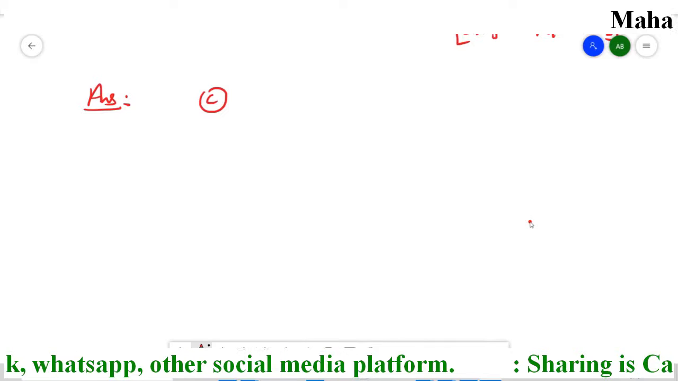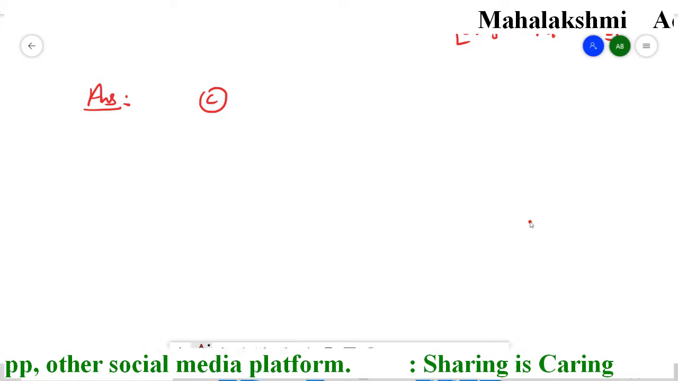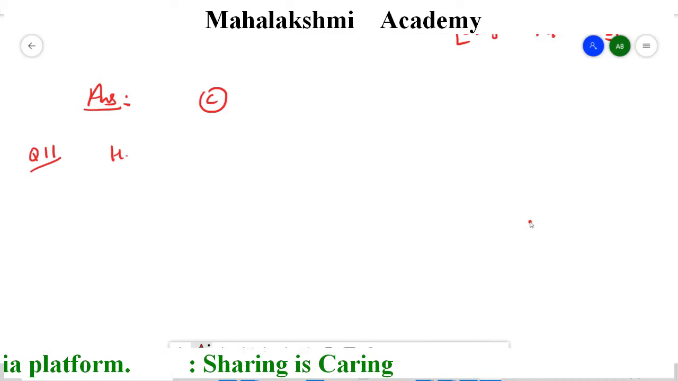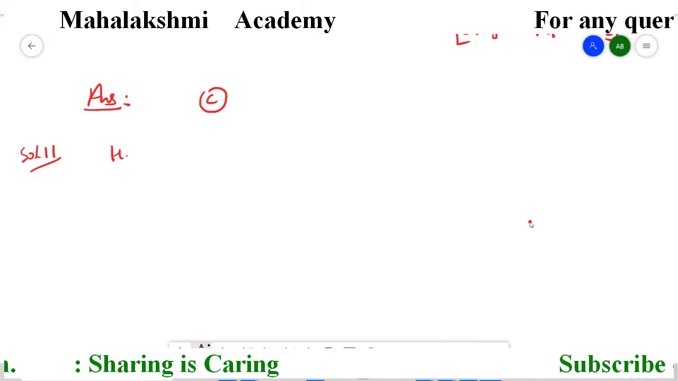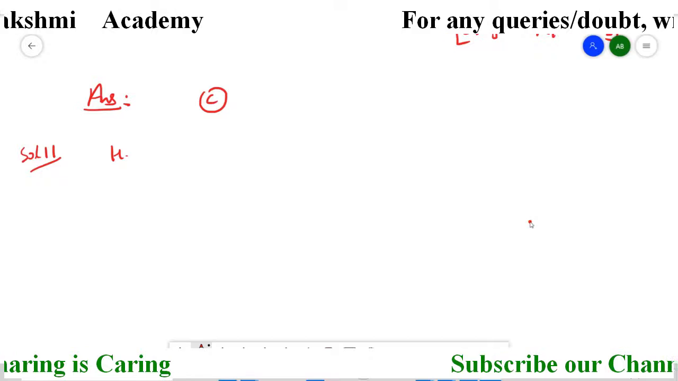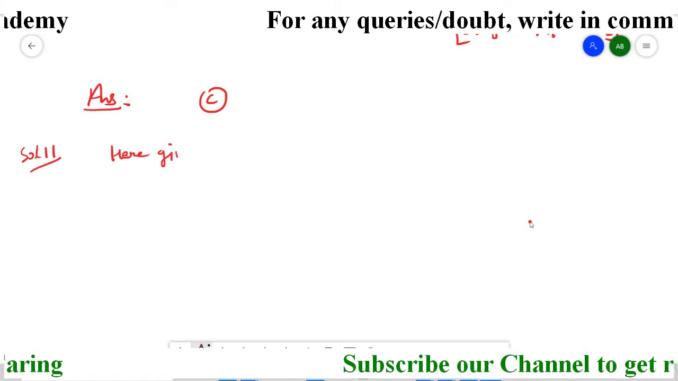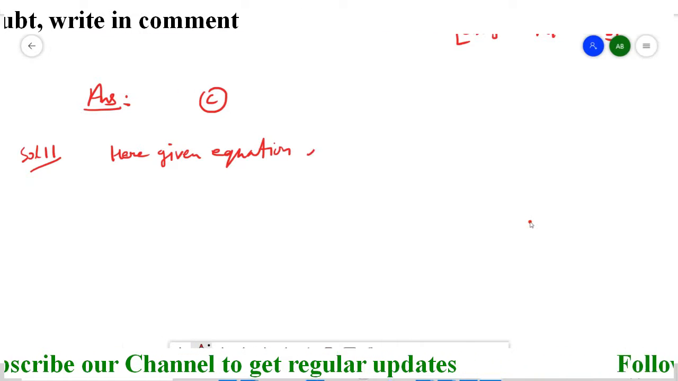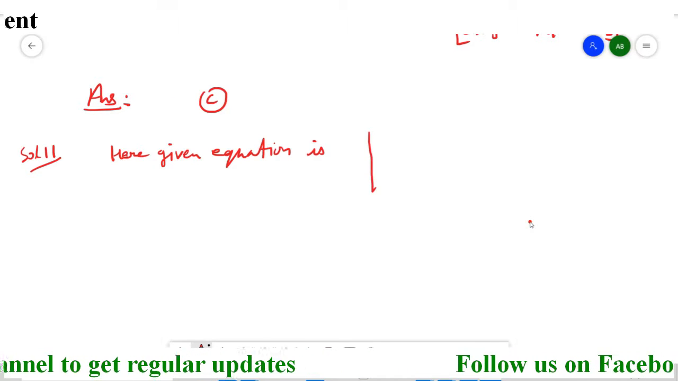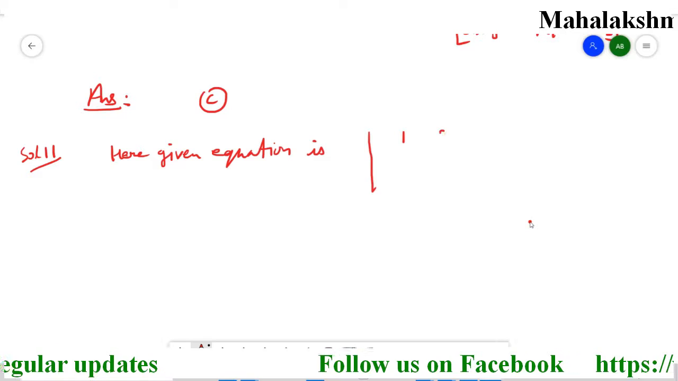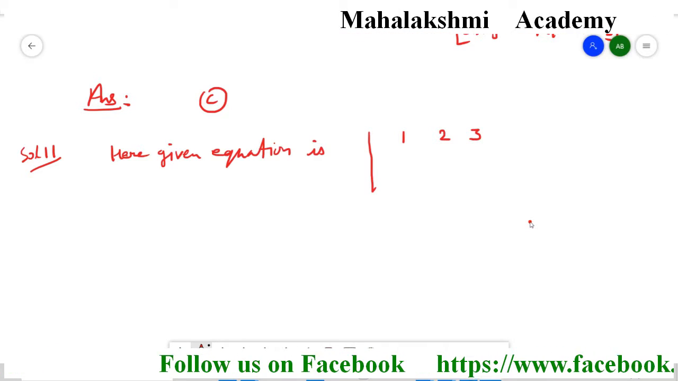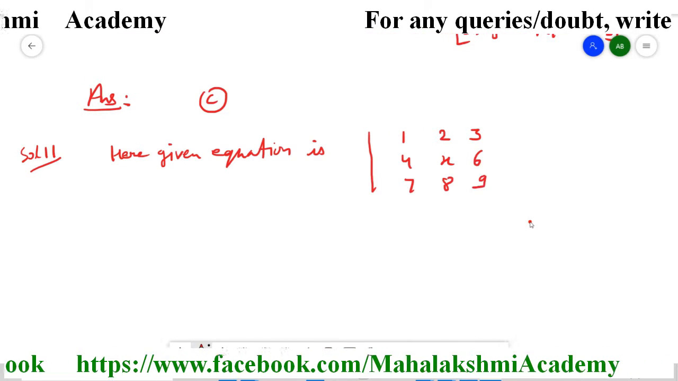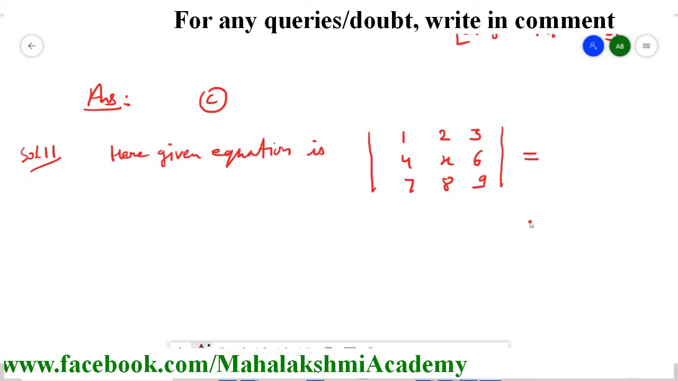Question number 11th. We are doing the solution, so I'll just write here solution of 11th question. The given equation, because it's an equation, variable appears. So the given equation is determinant of 1 2 3, 1 2 3, 4 x 6, 7 8 9. Now this determinant is given to us equal, and we have to solve this.